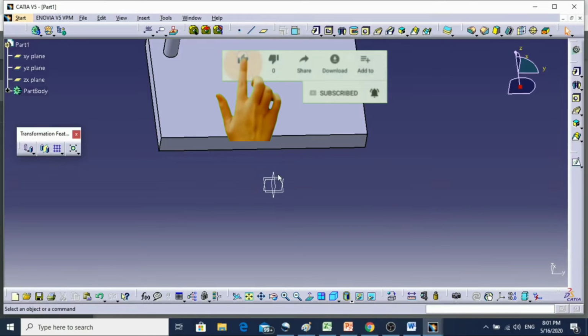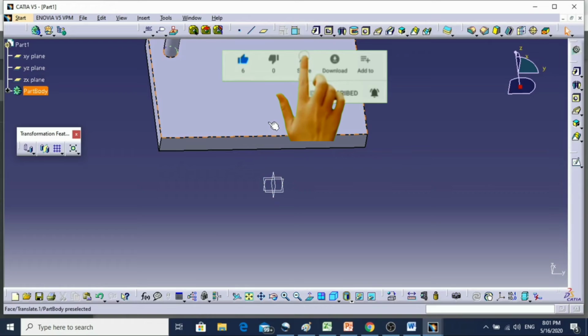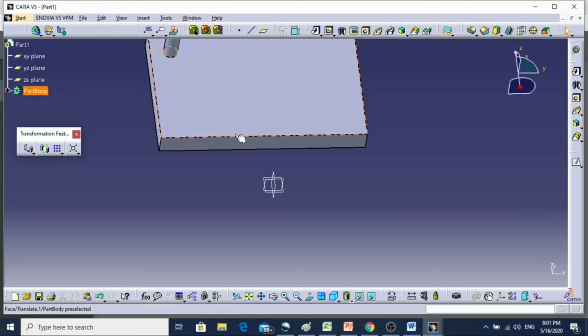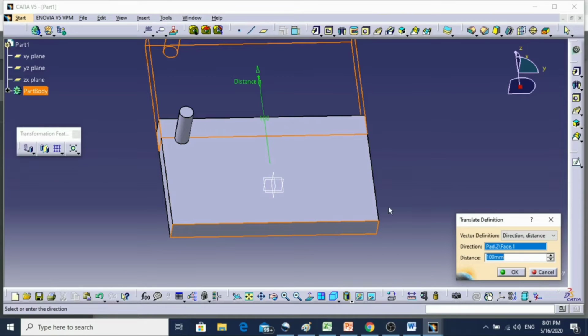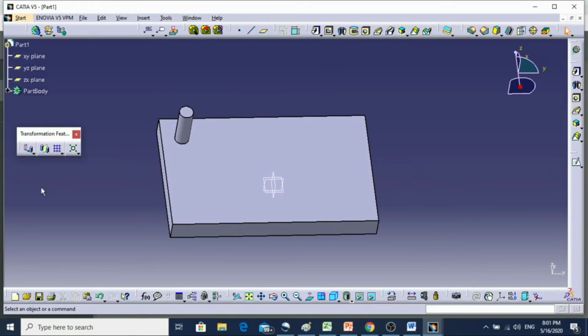See, we had made this part on this plane, but now what happened, it has changed from this plane to another space, 100 mm upside. This direction is also there. Now I'll get back to 0. So this is the first command.